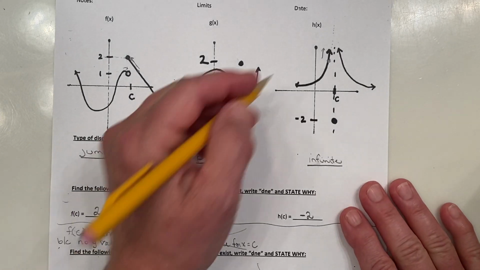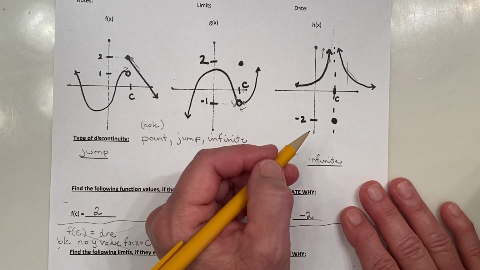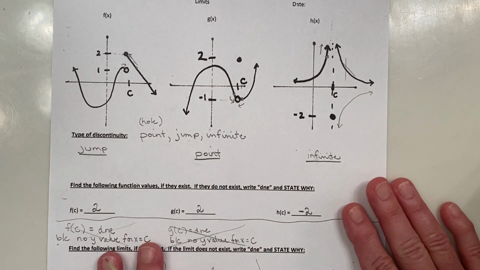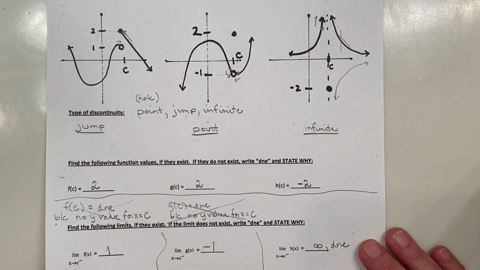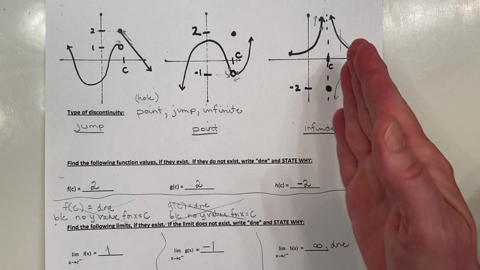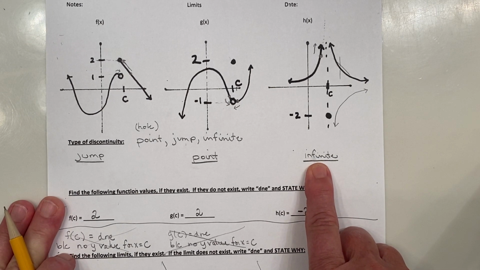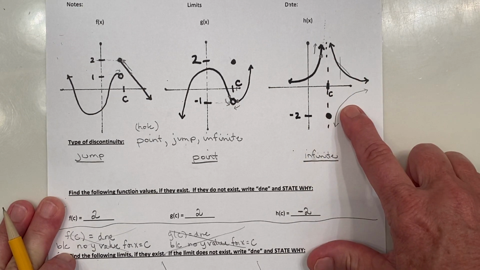What if this branch wasn't here on the graph, but the branch was down here instead? What would change as far as any of the 3 objectives we looked at? Would we still have an infinite discontinuity if this branch was down here?